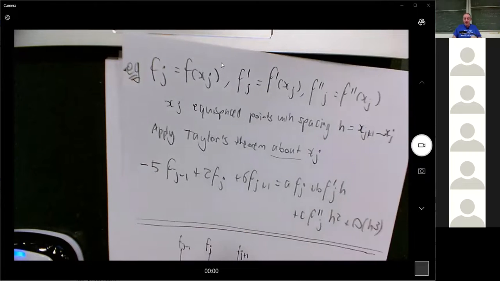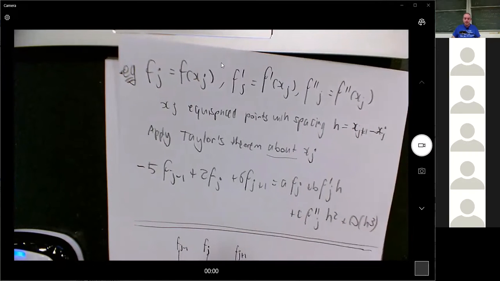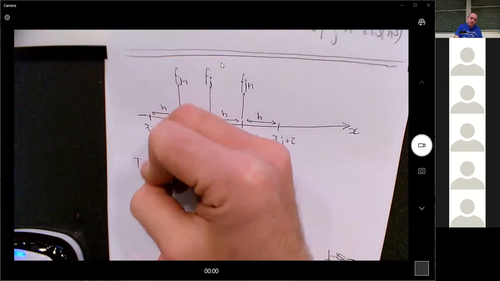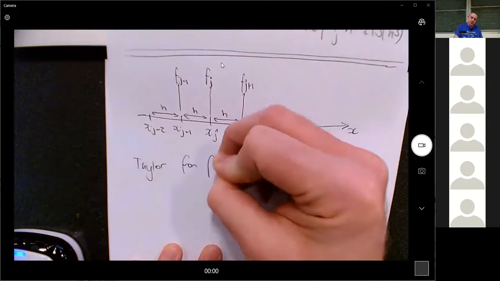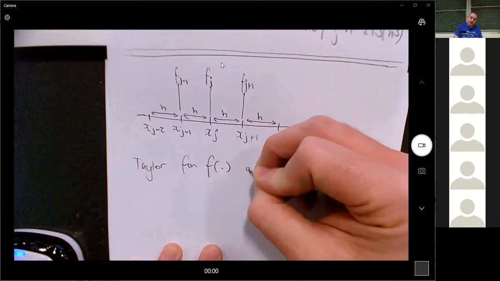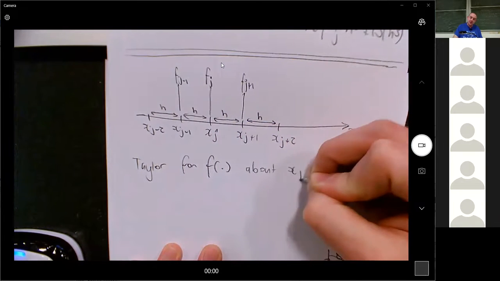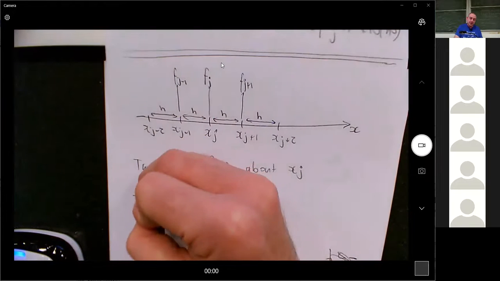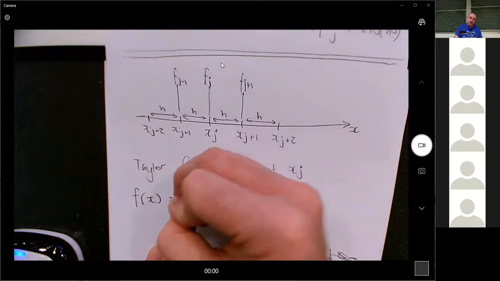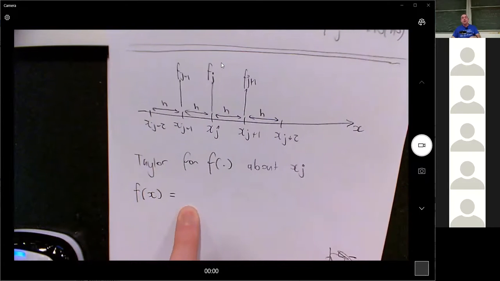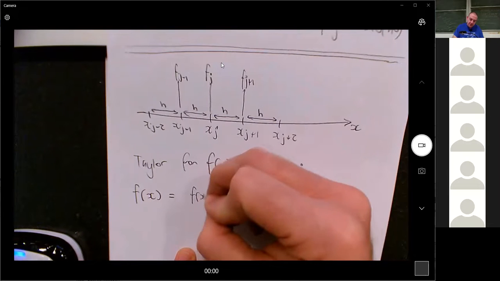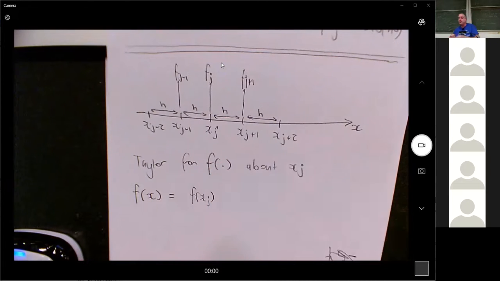There is a whole separate way of doing this, and I will do that as well. So, Taylor for the function f about the center xj says that f of x is a constant term, which we know is f of xj.